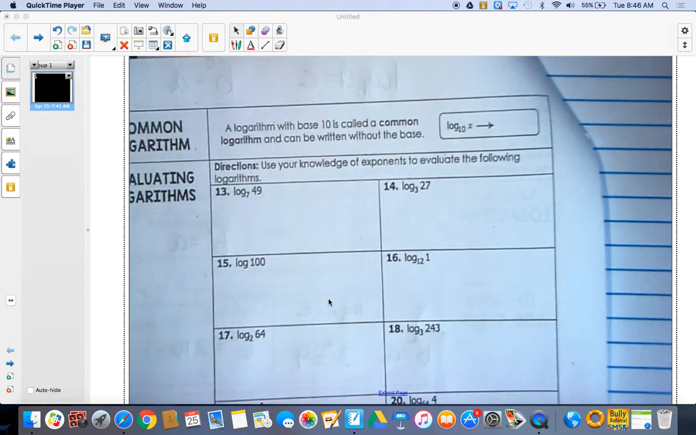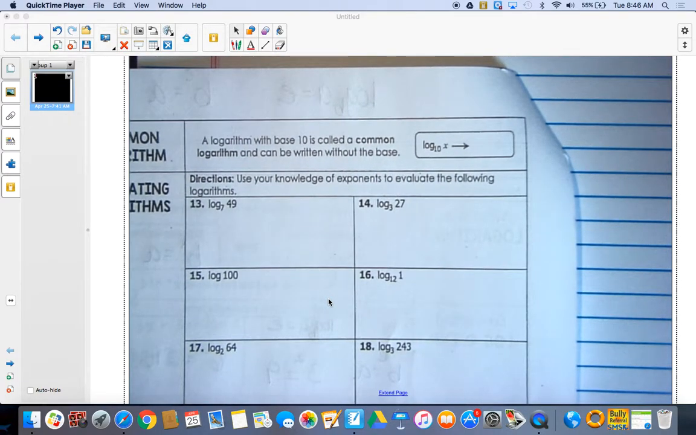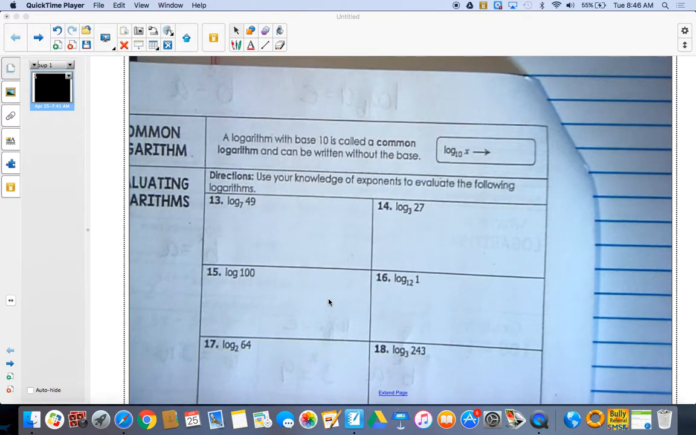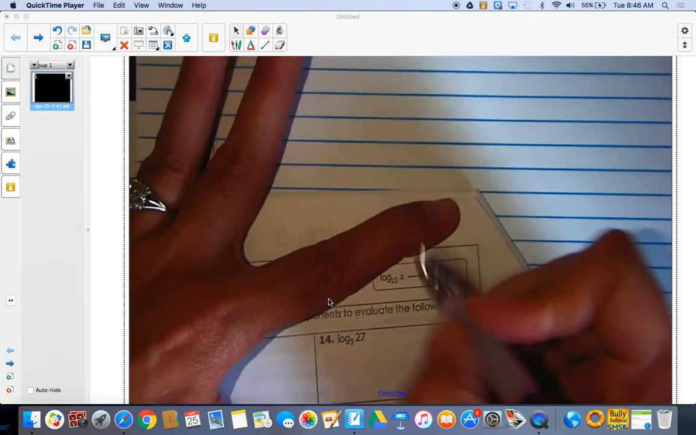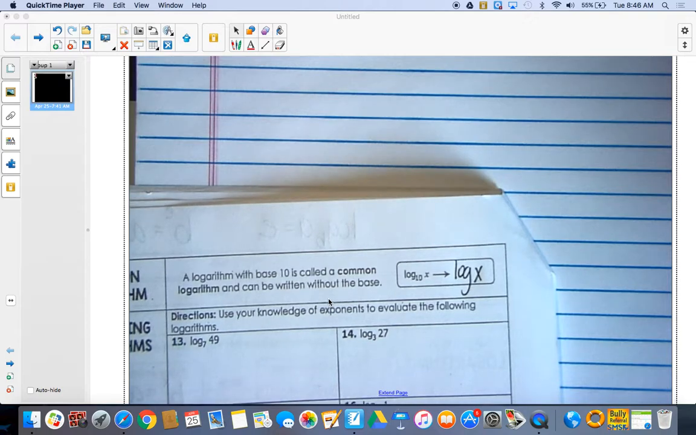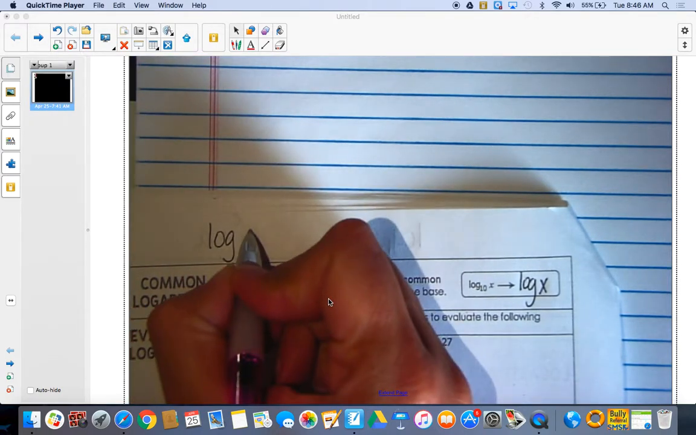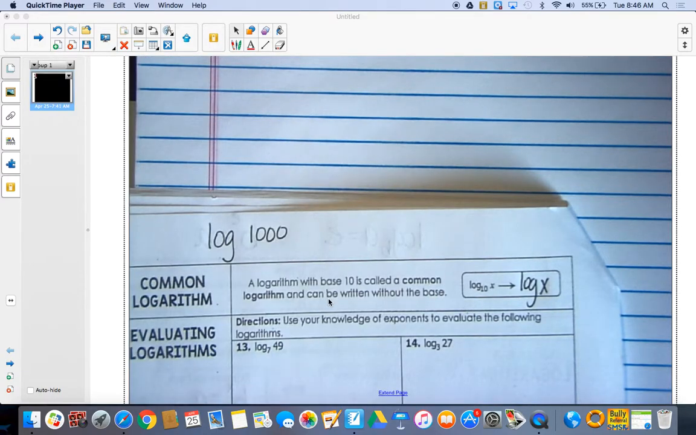Now, a common log, what that is when you have a logarithm with base 10, it's called a common logarithm and can be written without the base. So if you have log base 10 of x, you can just write it as log x. So if you see something that has log 1000, this base is 10. So if you do not see a base, it's automatically 10.